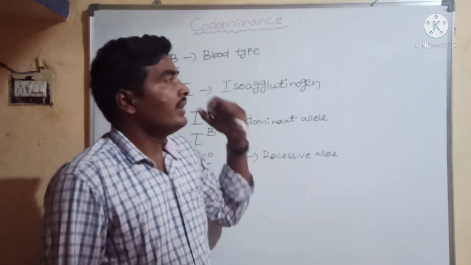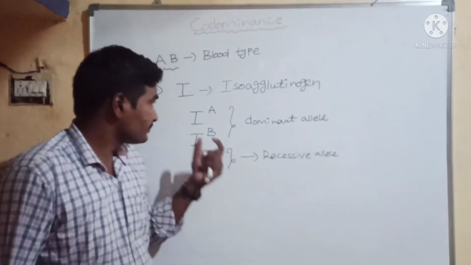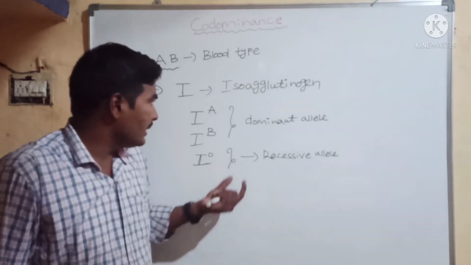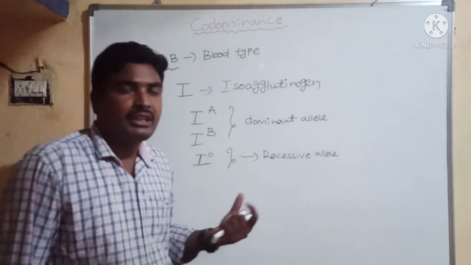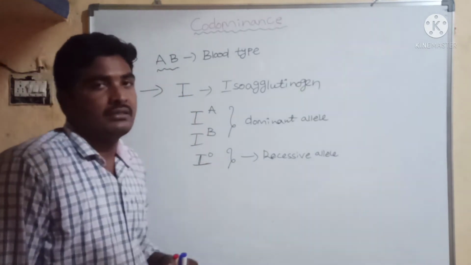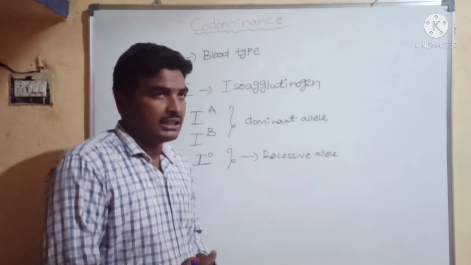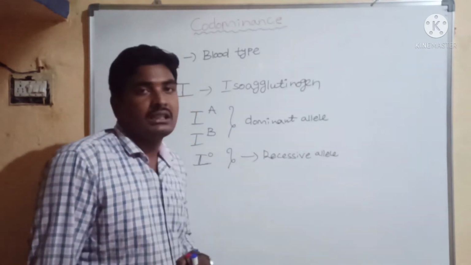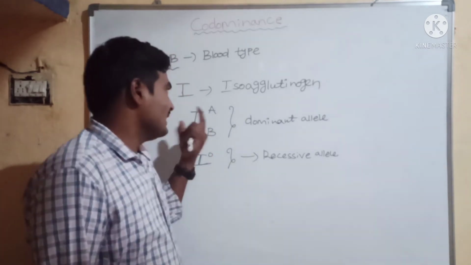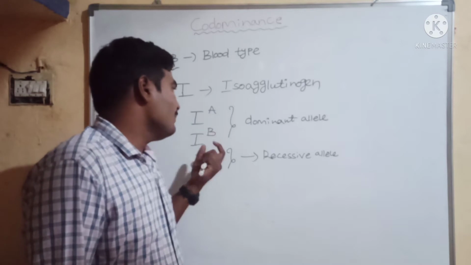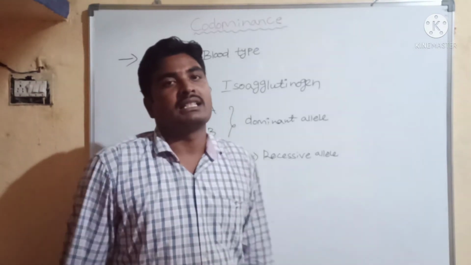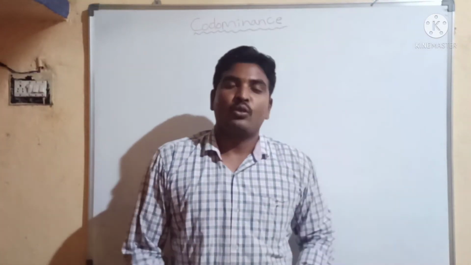So in humans, for the blood groups, the I gene has how many alleles? Three alleles. But in diploid organisms, from these three alleles, any two only are present, either IA and IB, or IB and I naught, like that. Now let us see one example of codominance.